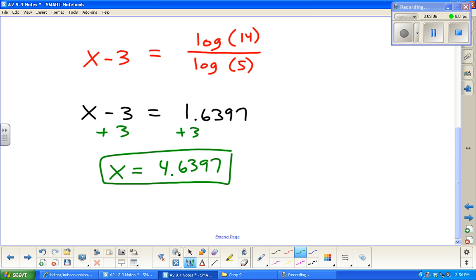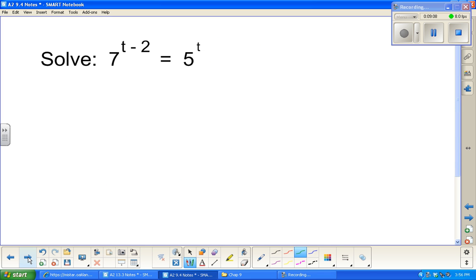Okay. All right, let's look at another example. This one, a little bit more going on actually. We have 2 exponents and variables in both. So 7 to the t minus 2 equals 5 to the t. Again, let's take the log of both sides. It can't hurt. That's usually the way to go with exponential equations. Let's take the log of both sides.